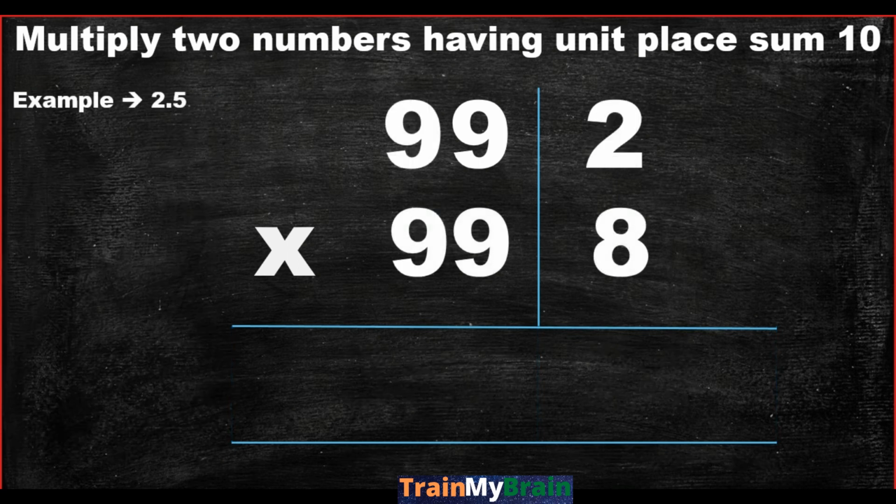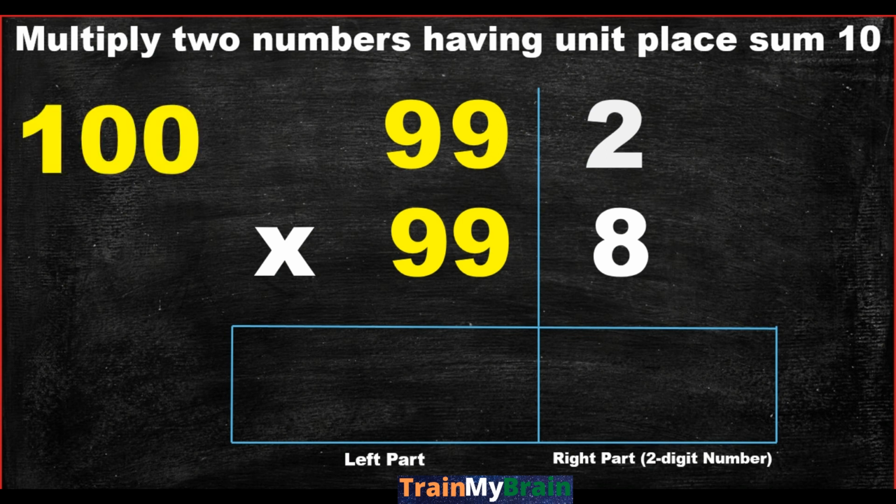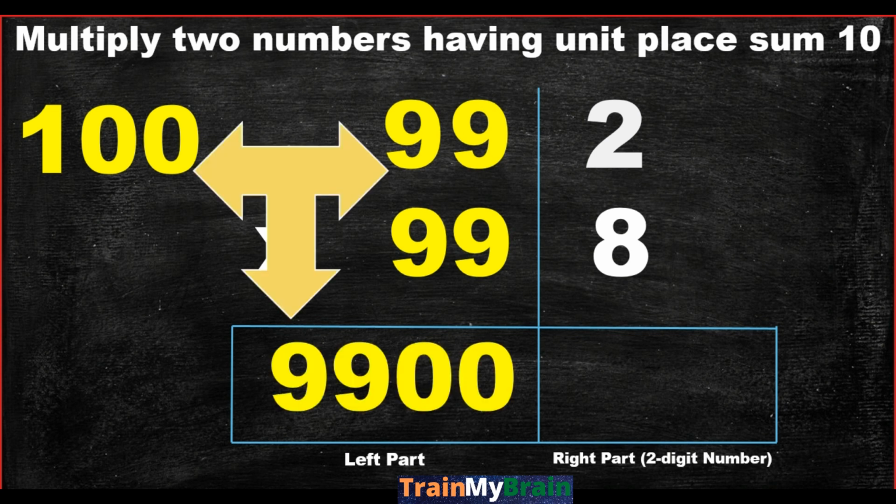Okay, let's take some bigger numbers. 992 with 998. Unit place sum is 10. The number other than unit place is 99 in both the cases. So that means we can apply the logic here. Create left part and right part. Find the number other than unit place, which is 99. Find the next of 99, which will be 100. Multiply 99 with 100. You will get 9900.